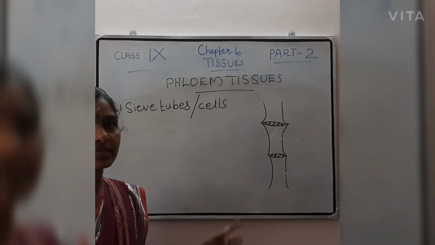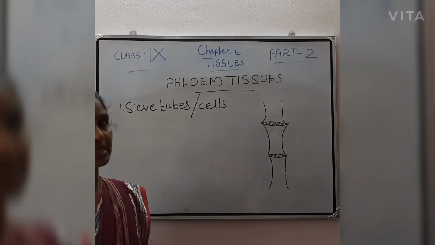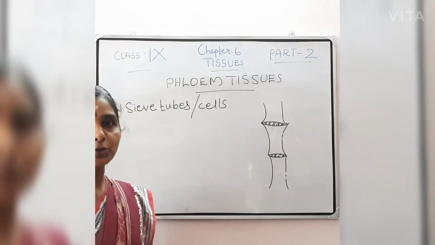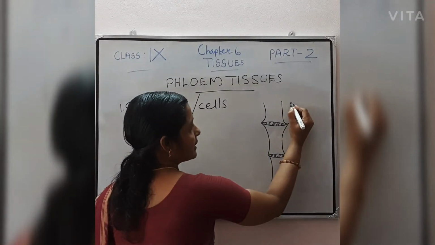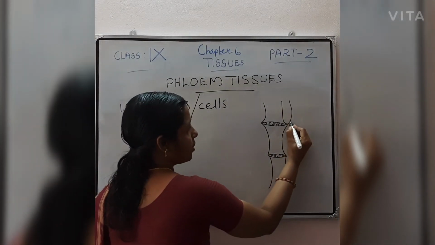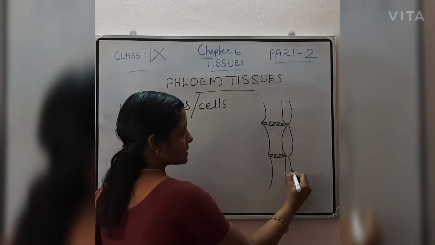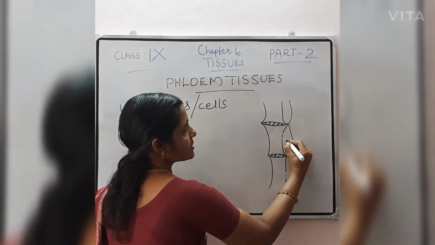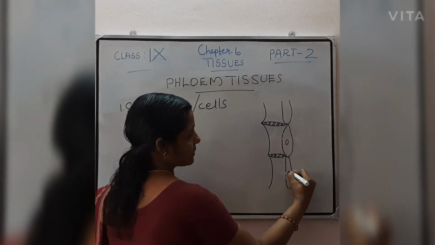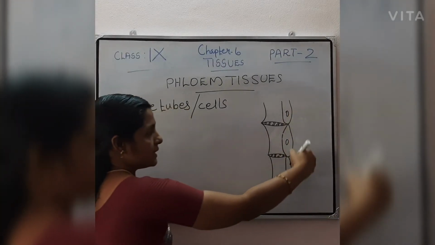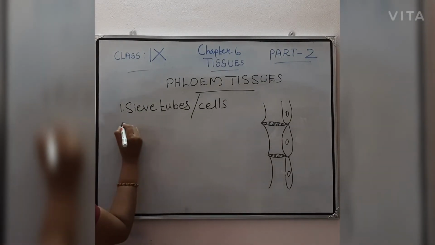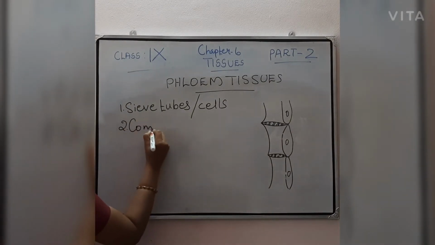So what is the function there? To filter the food material. Then adjacent to these sieve tubes, we can see another elongated, long, narrow cell with a nucleus. And these cells are called companion cells. So the second one is companion cells.